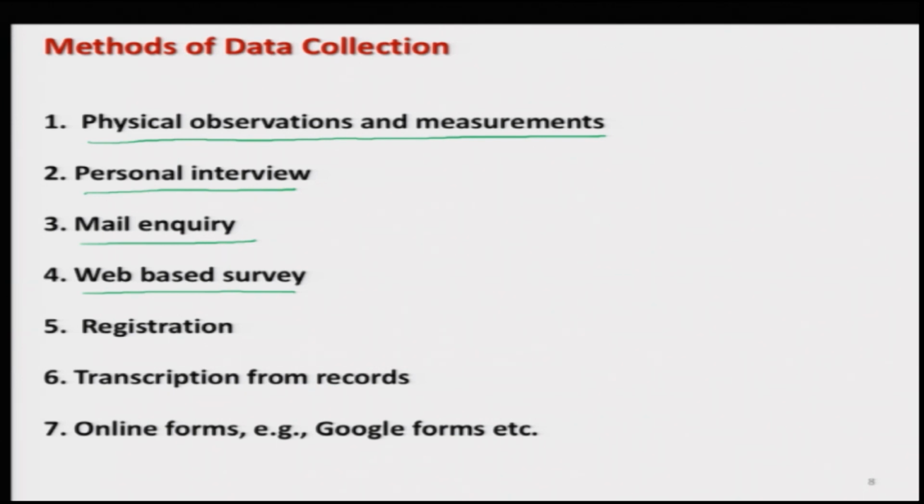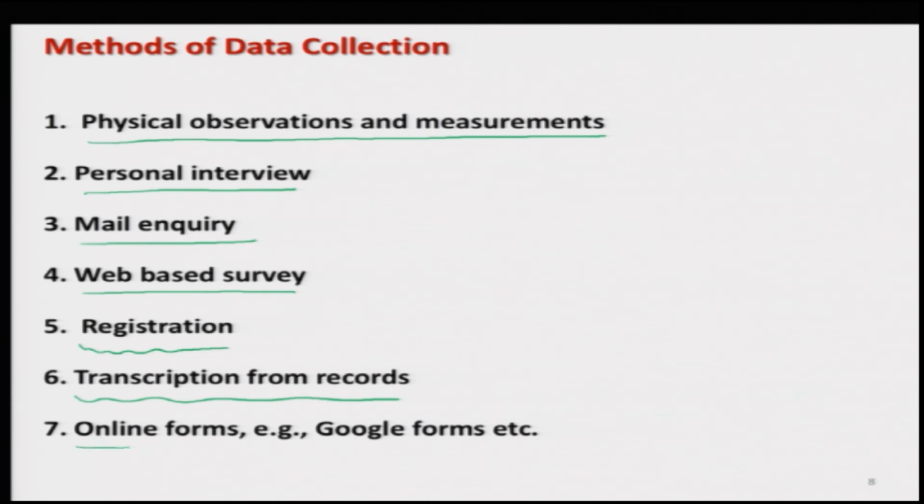Sometimes the data is collected from registration forms. For example, if there is a contest, then people who want to participate are asked to fill up a registration form in which they give all their personal details, and from there we can collect the data. Then there is transcription from records. For example, we have municipality offices and different types of government offices where various types of information are available, and one can go there and from those records draw or record the required data set.